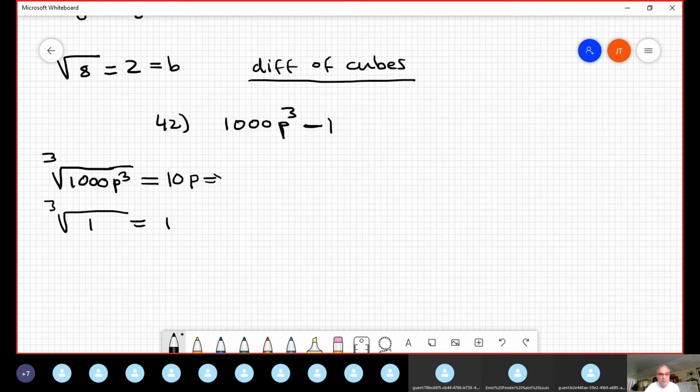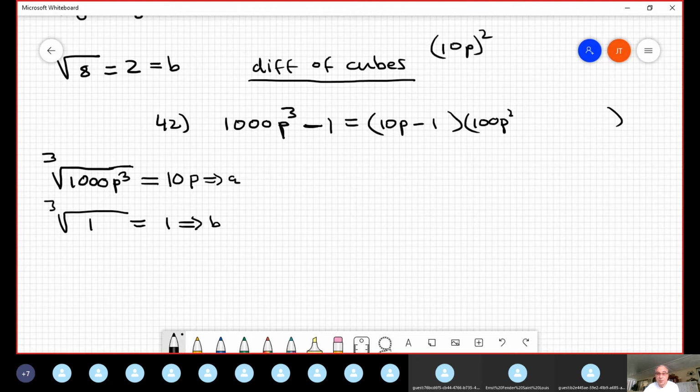This is my A. This is my B. So you open one short parenthesis, one long parenthesis. Inside the short, we have A minus B. In our example, it's 10P minus 1. Here we have the square. This guy gets 100 P squared, the 10P squared is 100 P squared. Minus the multiplication of both, which is 10P. This guy is plus 1 squared, which gets 1. Final answer. Very good.